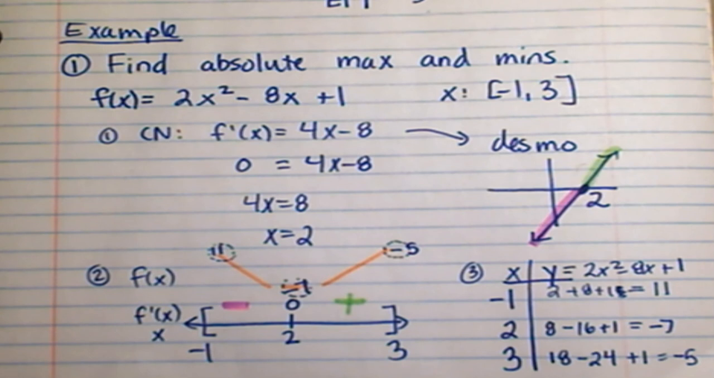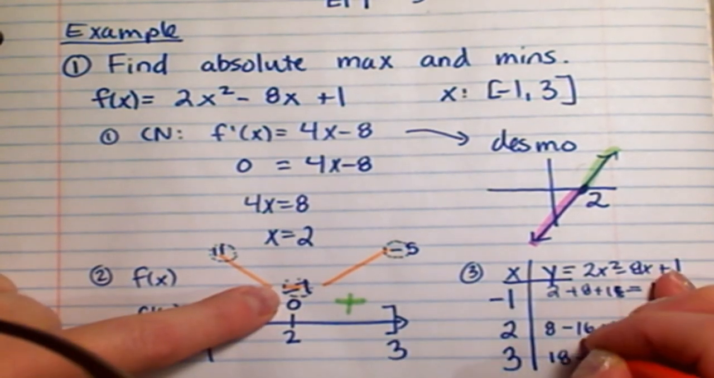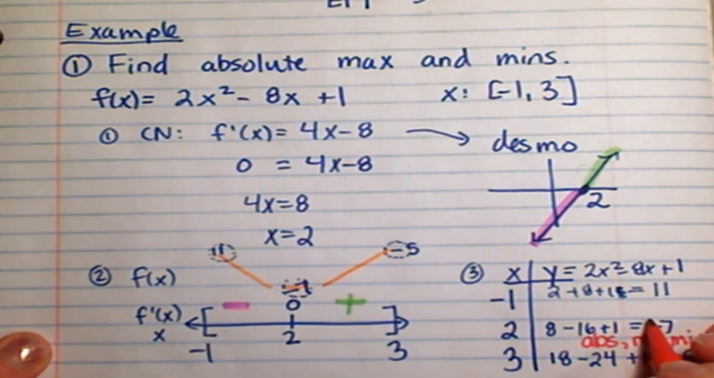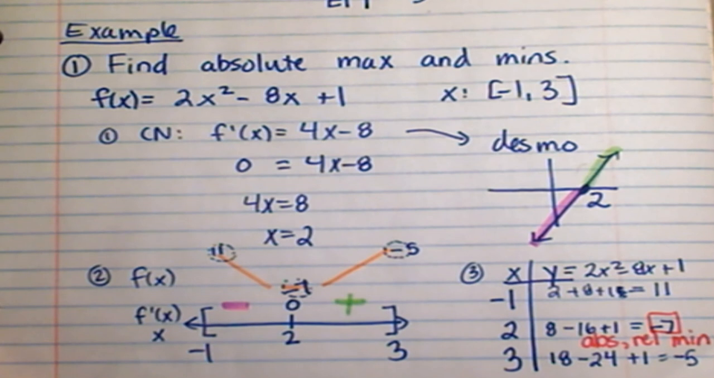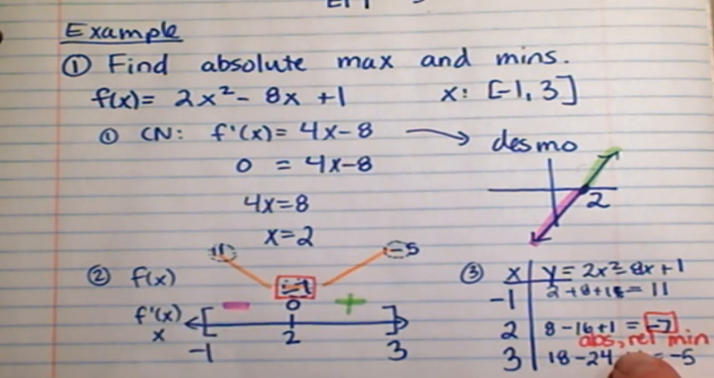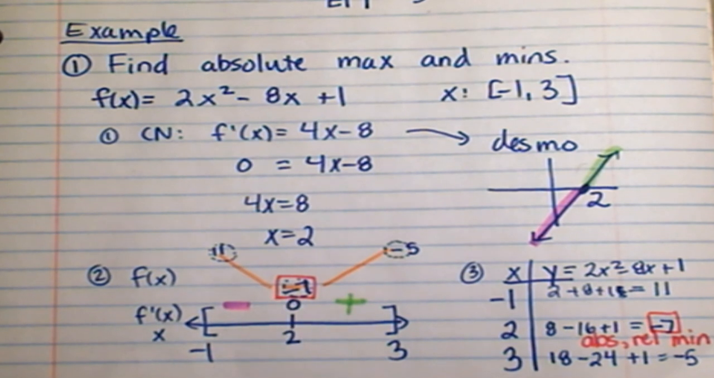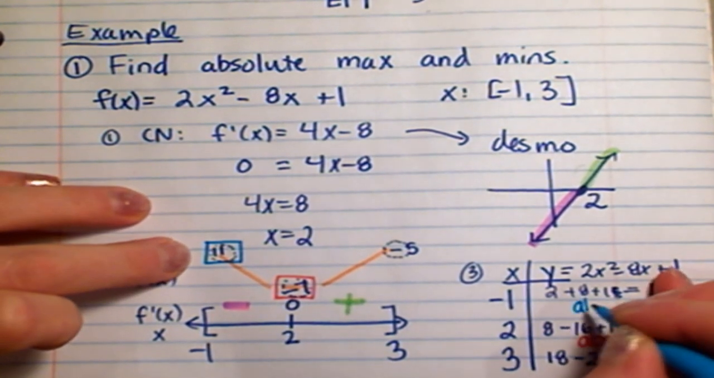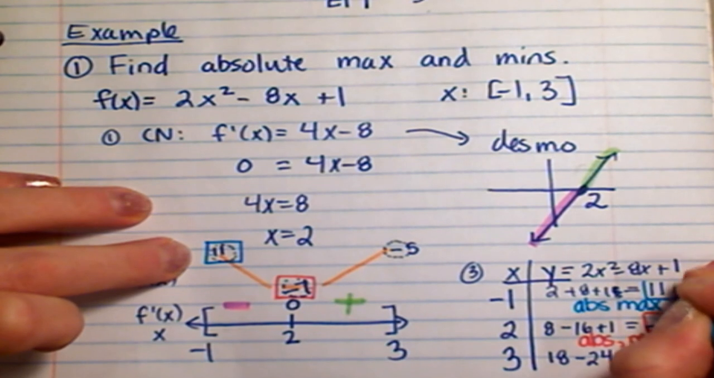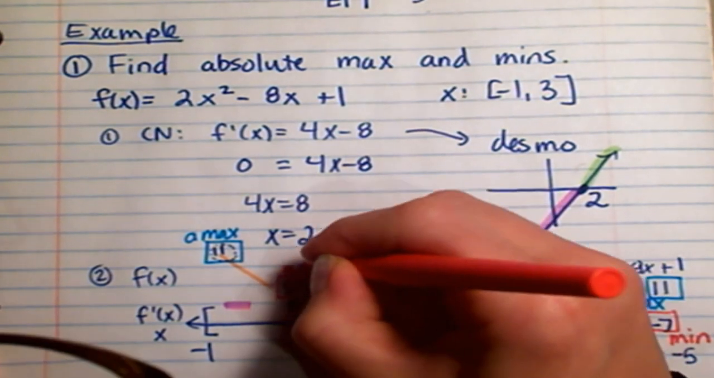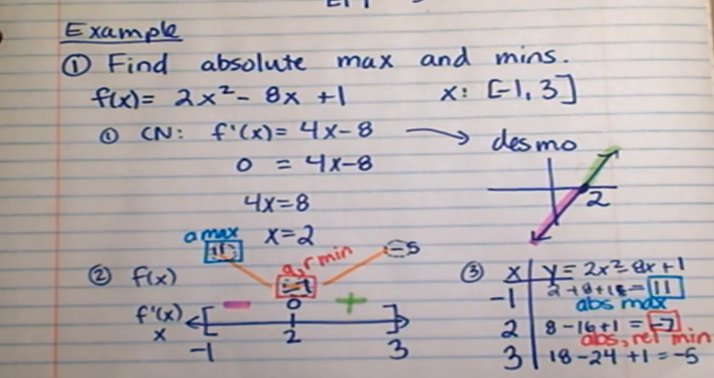What do we have? This one right here is the absolute and relative min because it is the lowest value. See how it's a turning point? That's a relative, but it's the lowest number, which makes it the absolute. Now the highest number: notice how this is an endpoint, so this is only the absolute max. This is the absolute and relative min. The right endpoint is nothing.